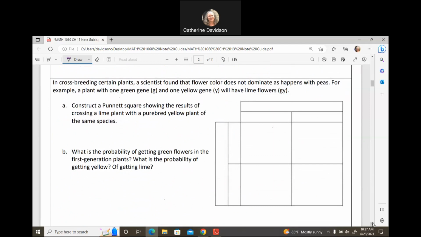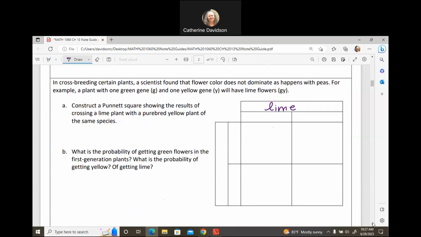All right. So in crossbreeding certain plants, the scientists found that flower color does not dominate as happens with peas. For example, a plant with one green gene, lowercase g, and one yellow gene, lowercase y, will have lime flowers denoted GY. Construct a Punnett square showing the results of crossing a lime plant with a purebred yellow plant.